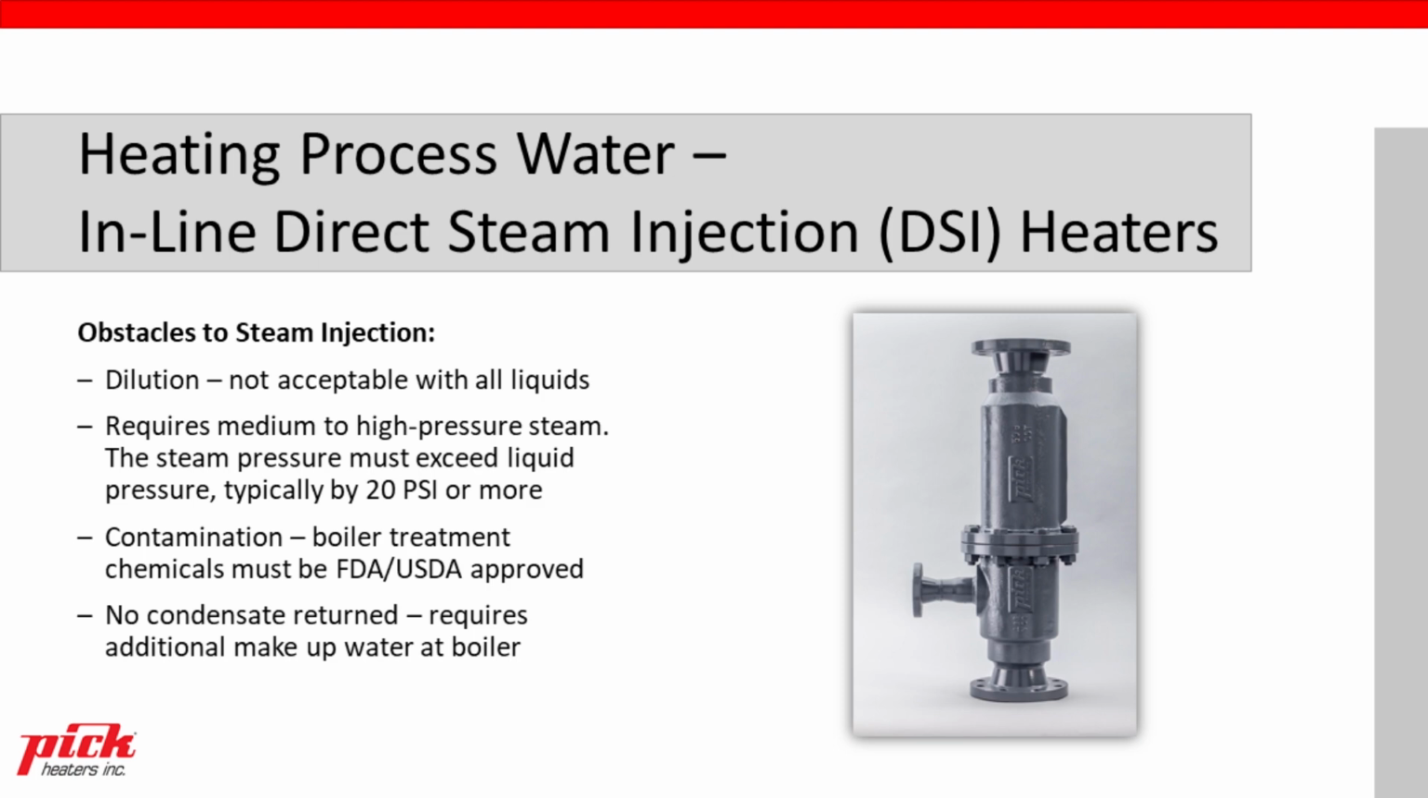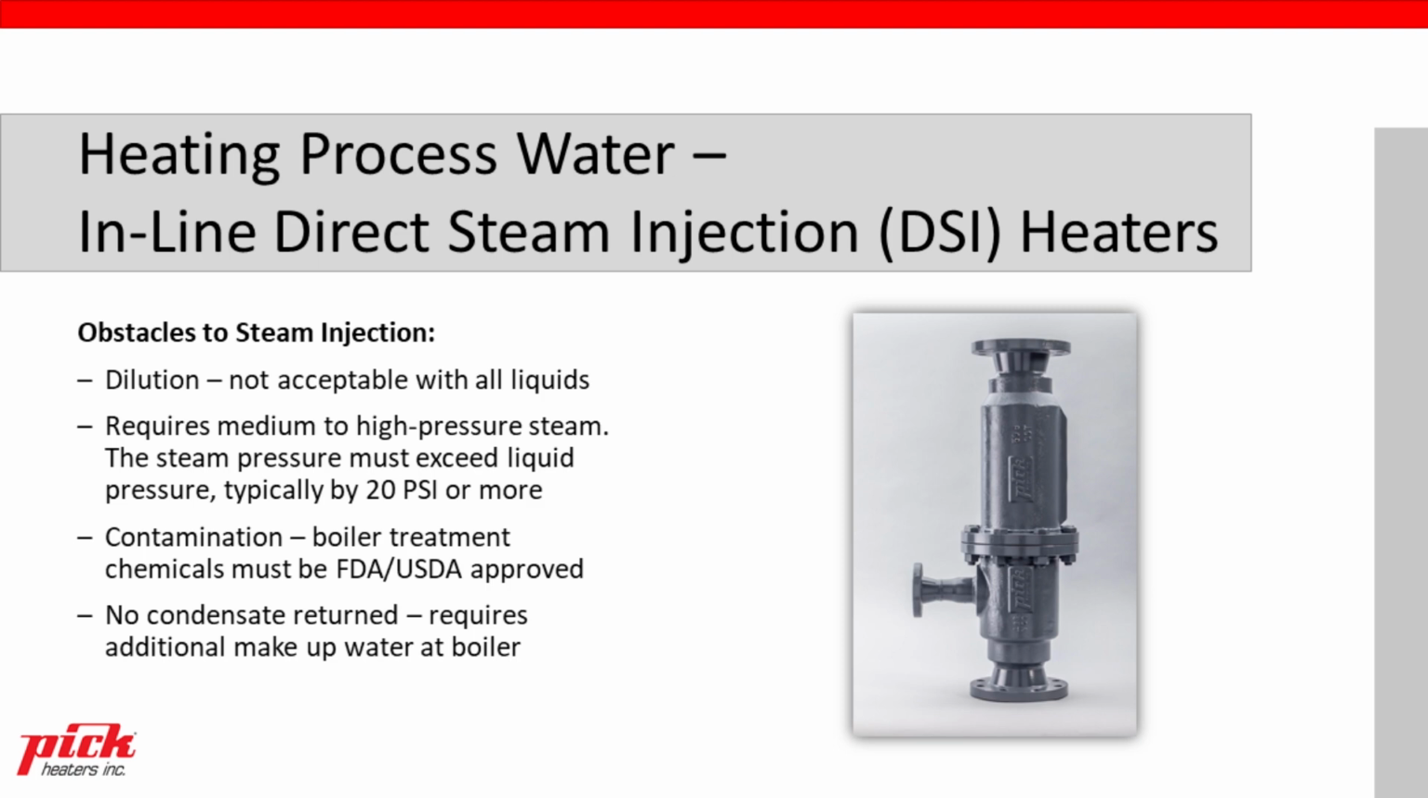Typically by design, the steam pressure must always exceed the liquid pressure, generally by 20 psi or more. That's because you have a steam control valve that regulates the amount of steam upstream of this device, and then there's a slight internal, like a 10 psi drop internally in the injector. So that's where the 20 psi differential comes from. So if you have 50 psi water and 100 psi steam, we've already got a 50 psi differential, so that would be perfect for a steam injection application.